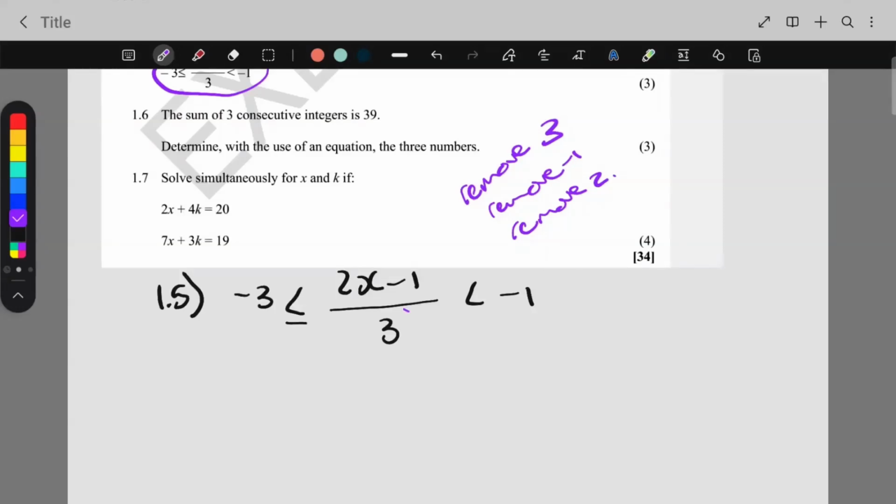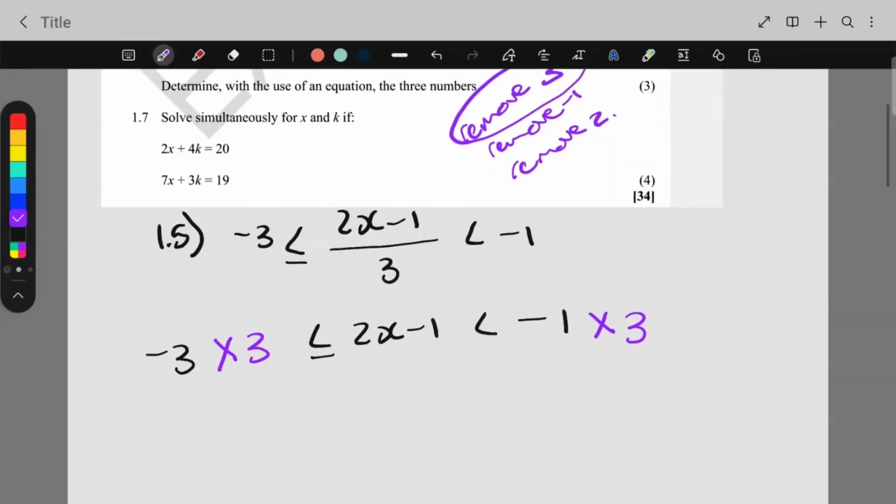So let's start with our steps. First, I'm going to remove the 3. So I am dividing by 3. So to remove it, I'm going to multiply by 3. So it means 2x minus 1 stays there. And then the negative 3 stays there, and the negative 1 stays there. So I'm going to multiply by this 3 over here. So times 3 and times 3 over there. So there, I removed the 3. So let's simplify that quickly. So this stays the same. This becomes negative 9. And this becomes negative 3.